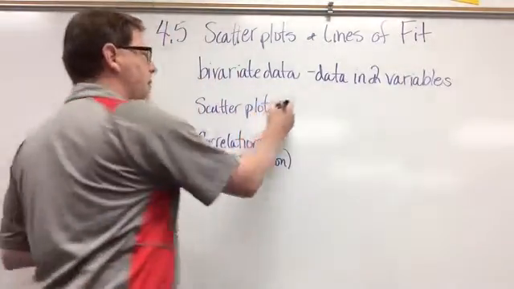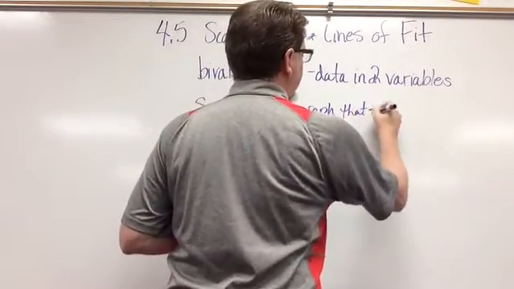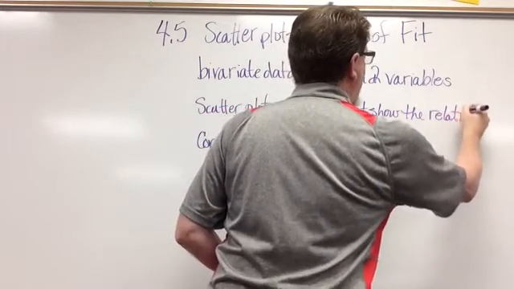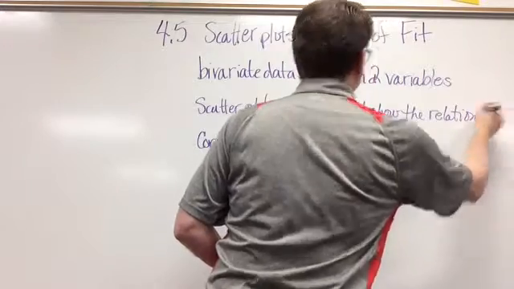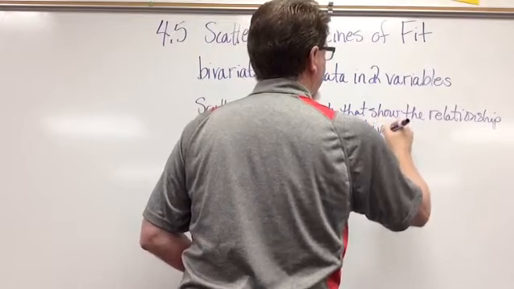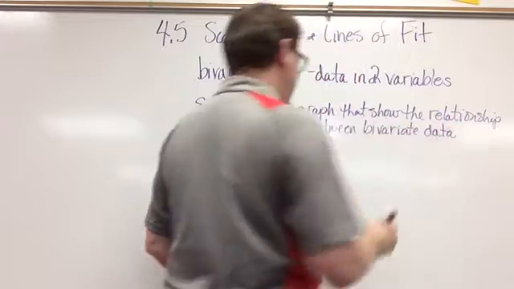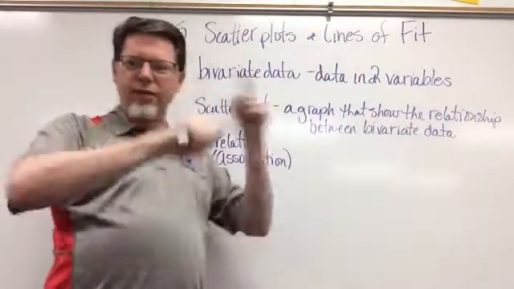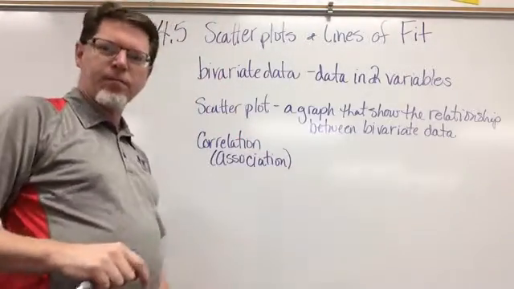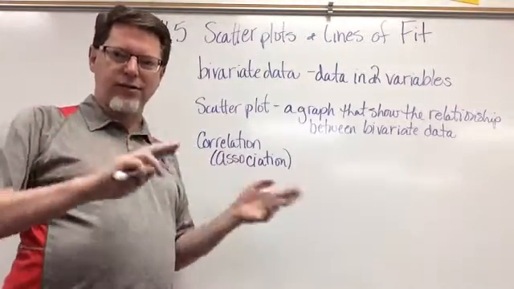A scatter plot is a graph that shows the relationship between bivariate data. So on a scatter plot, I'm going to plot those bivariate data, the x's and the y's, and I'm going to show a relationship between those. Okay? The next one is a correlation or an association. You might see those interchangeably.